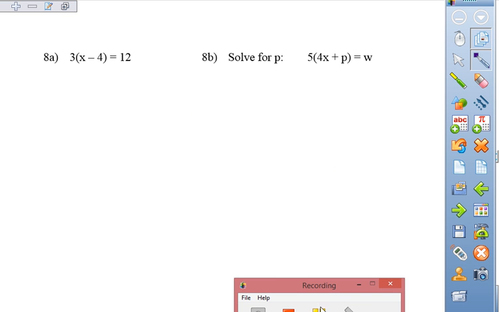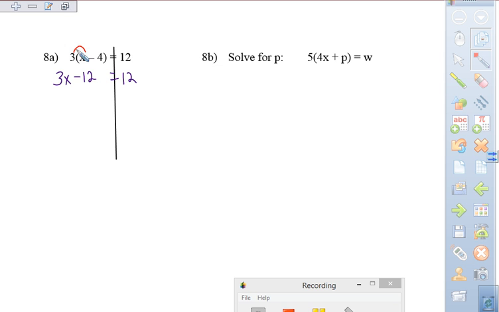Number 8. We are going to use the distributive property to get rid of parentheses first. Do not forget to multiply the 3 times the 4 to get negative 12. Then I'm going to add 12. And I get 3x is equal to 24. And my last step is to divide by 3. So x is equal to 8. Please pause the video and try the literal equation for Part B.